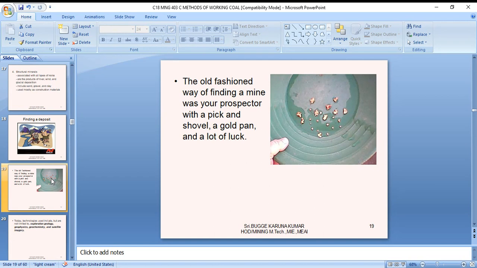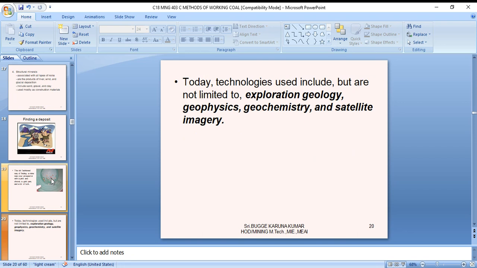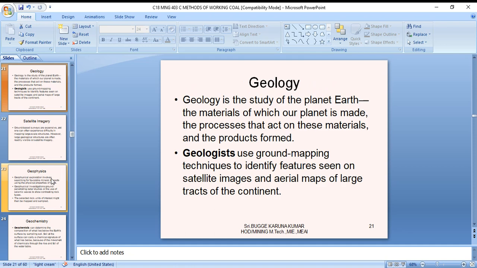The old-fashioned way of finding a mine was prospectors with a pick and a shovel, a gold pan, and a lot of luck. This type of mineral processing technique we are using. Today, technology used includes, but is not limited to, exploration geology, geophysics, geochemistry, and satellite imagery as well.